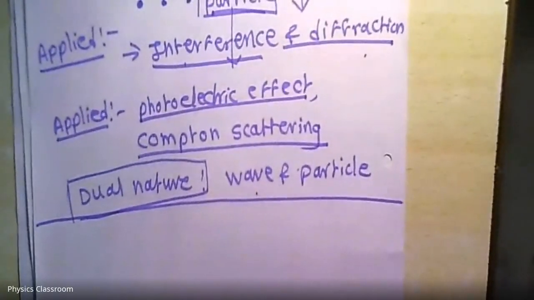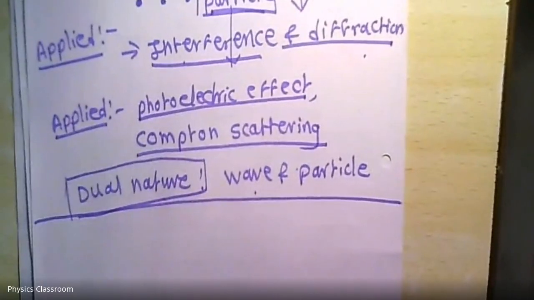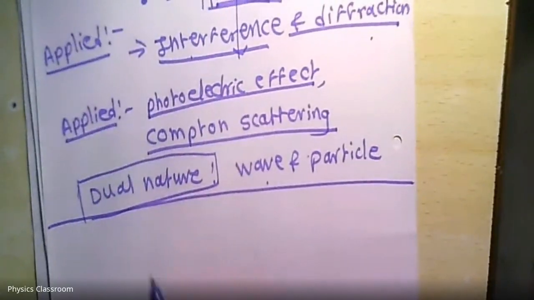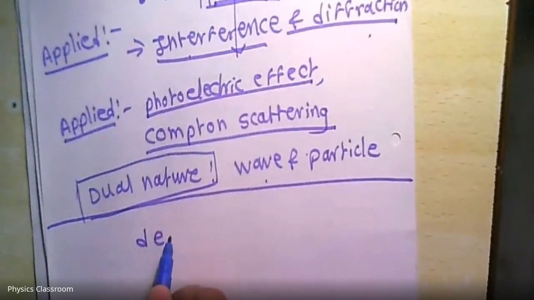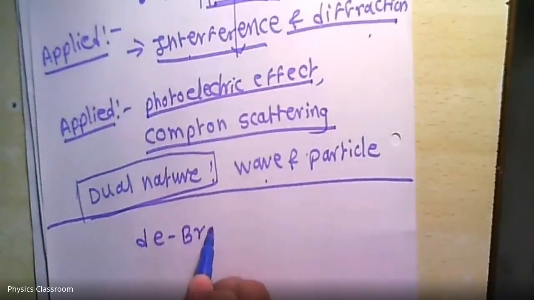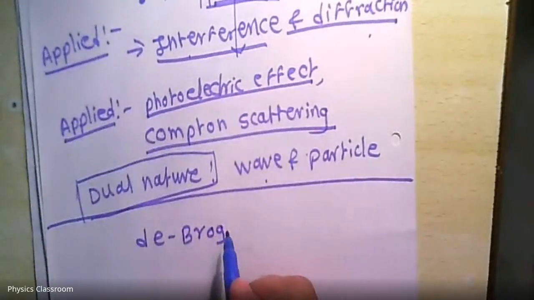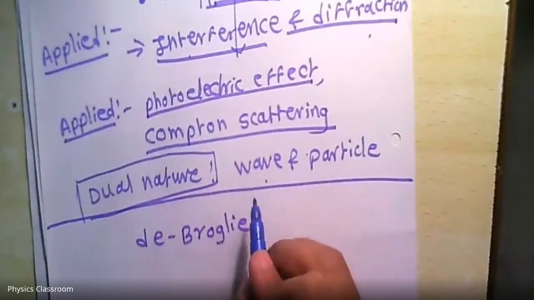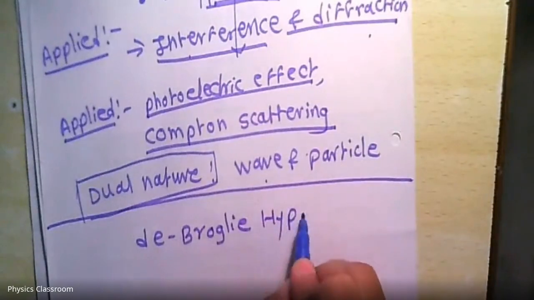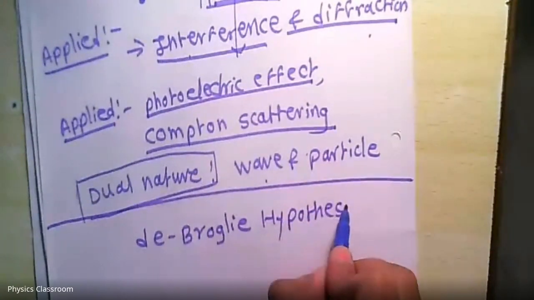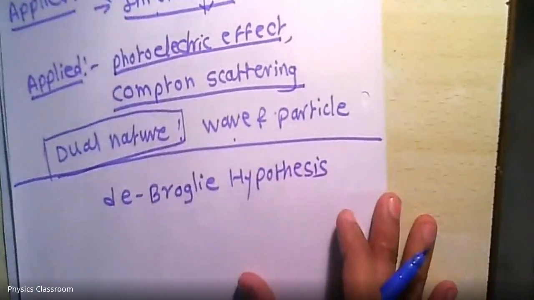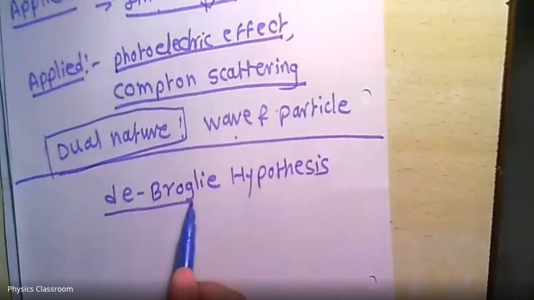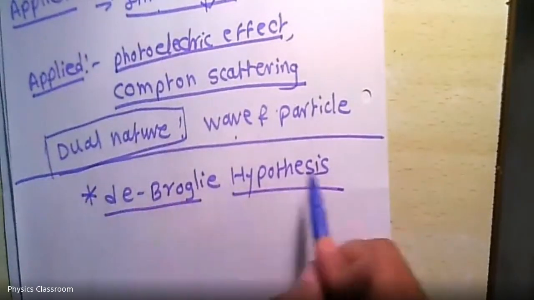This is the first point. In the previous lecture we studied the de Broglie hypothesis. So what did de Broglie state? He stated wave particle duality.